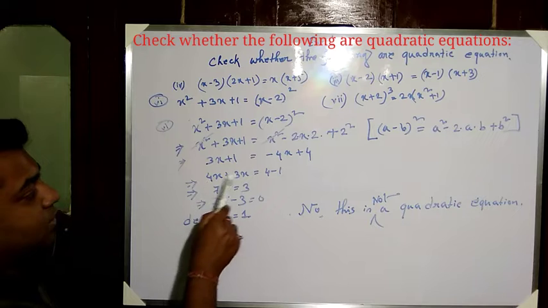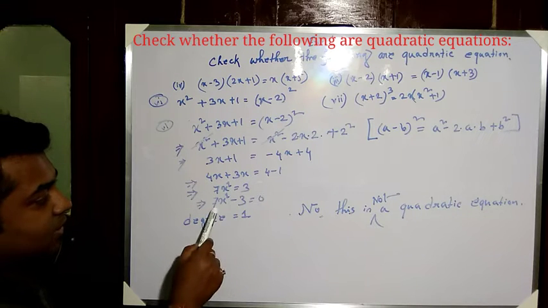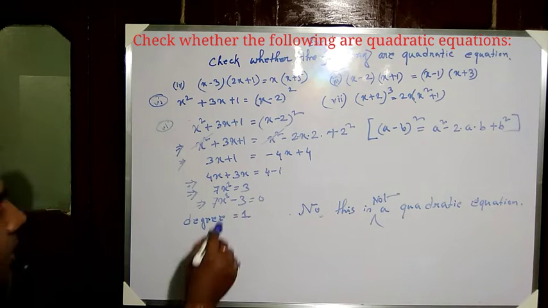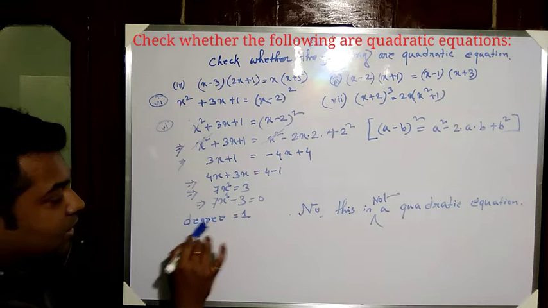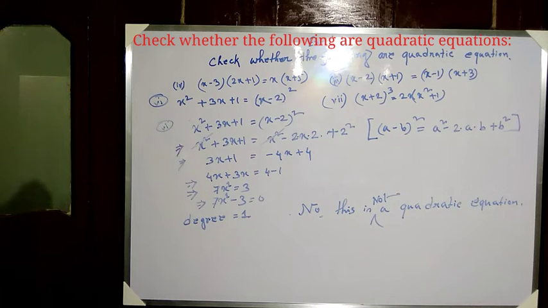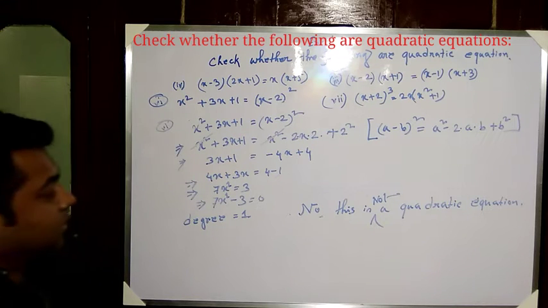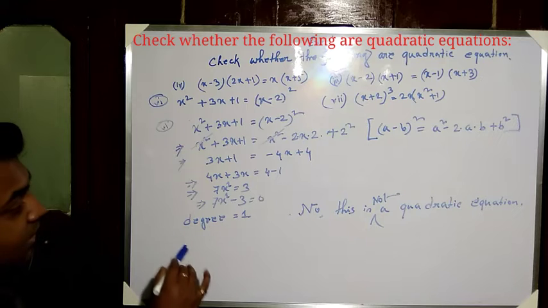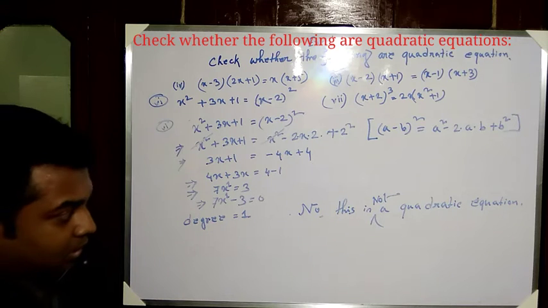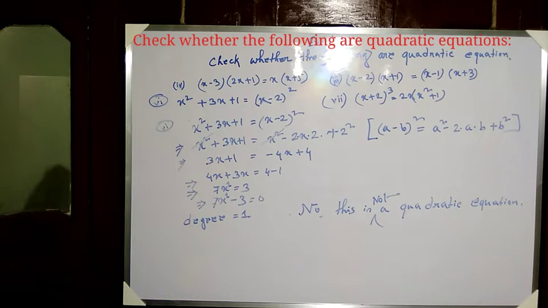So ultimately 4x plus 3x equals to 7x, and 7x minus 3 equals to 0, and what is the power of x? 1. So it doesn't have x square in this equation. So we can say this equation is not a quadratic equation.